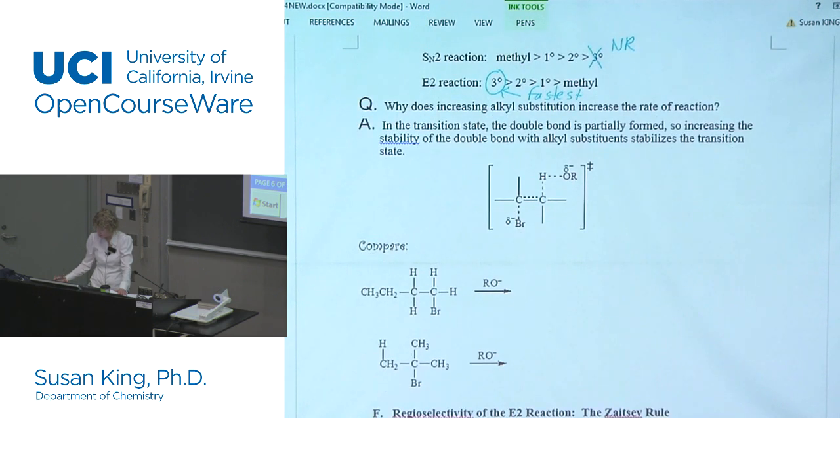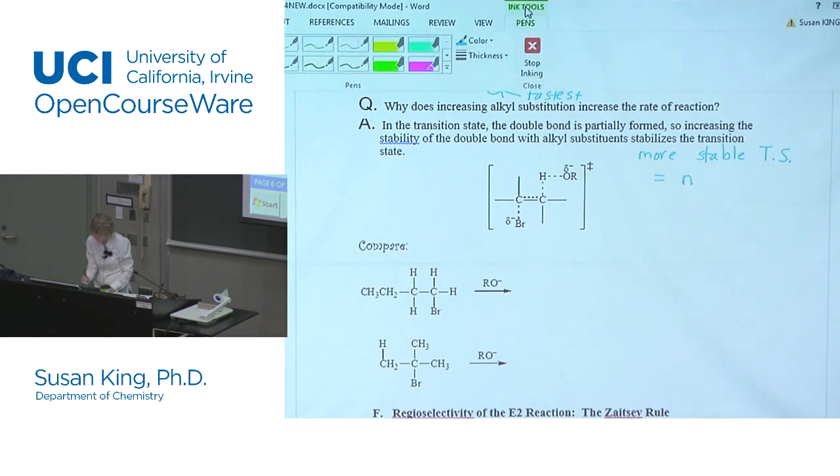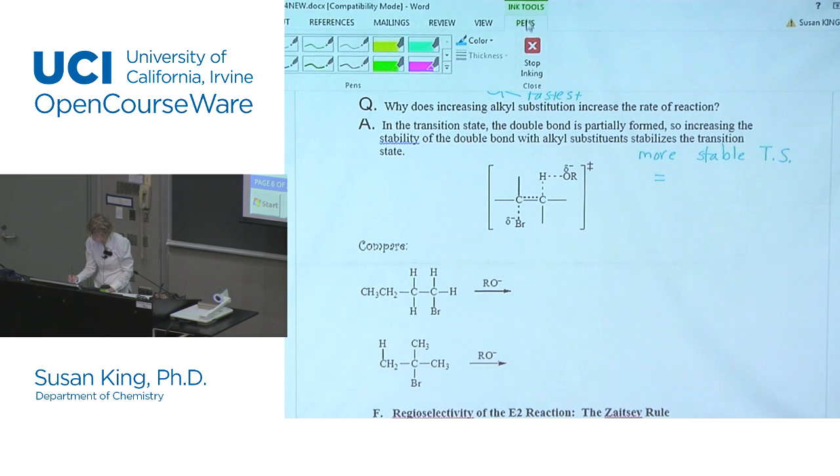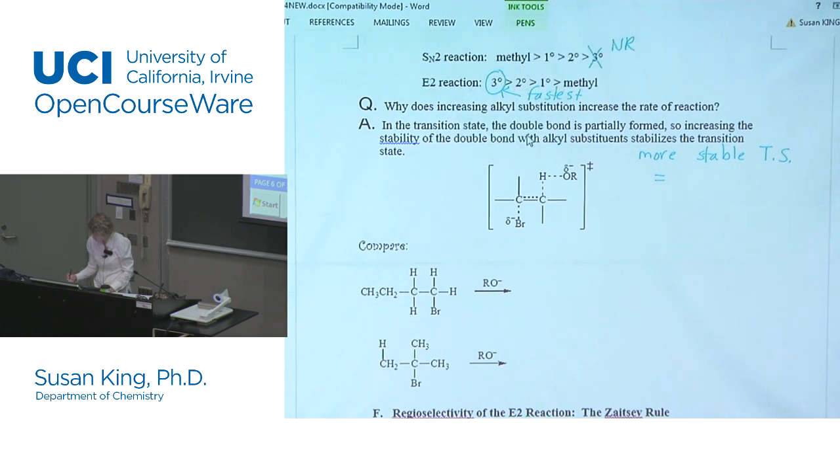All right, in the transition state, the double bond is partially formed, so increasing the stability of the double bond with alkyl substituents stabilizes the transition state. And if we have a more stable transition state, that means we're going to have a lower energy of activation. More stable transition state, so TS for transition state, equals lower energy of activation, or EA.